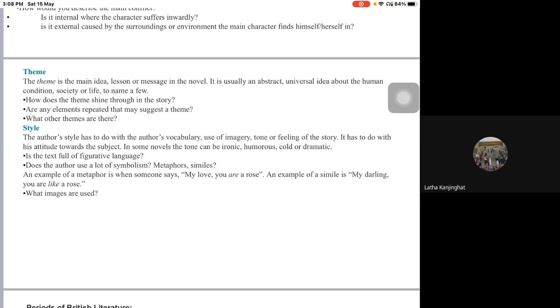Now, is the text full of figurative language? Does the author use a lot of symbolism, metaphors, or similes? An example of a metaphor is one. So figurative language includes metaphors and similes.